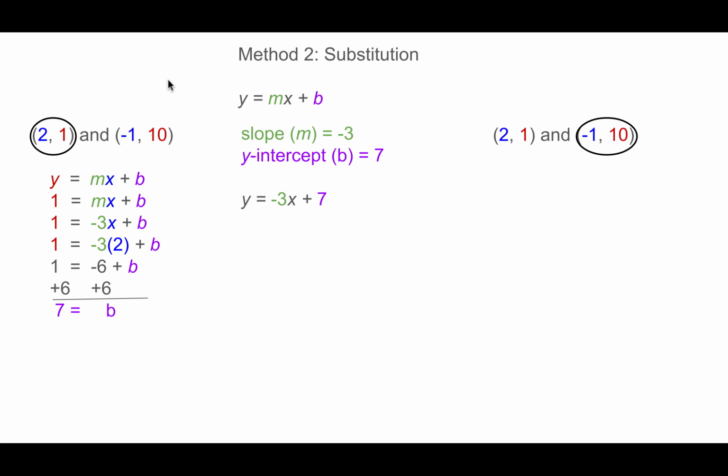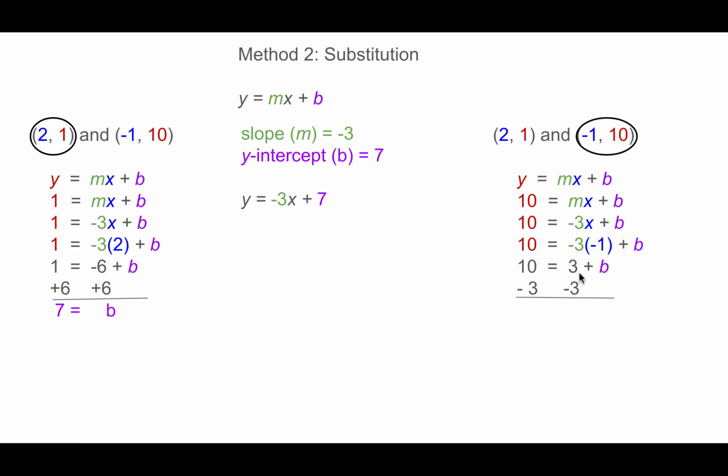Now let's say that we're going to use the other ordered pair, (negative 1, 10). We solve it the exact same way. We use y equals mx plus b. In this case, we're going to replace the y with 10. The slope is the same, negative 3. And my x is now a negative 1. I simplify. Negative 3 multiplied by negative 1 is 3. Subtract 3 from each side, and b is 7. So again, I end up with the same equation as I should. That means that I did not make an error.